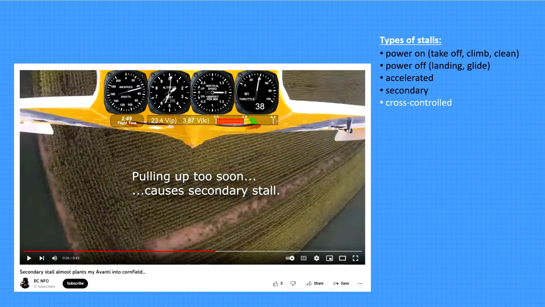If you pull too soon or too hard during the recovery from a stall, you can get into a secondary stall, which may be worse than the initial stall. I almost lost my Avanti doing this and captured it with my onboard camera. I'll leave a link to that in the description.